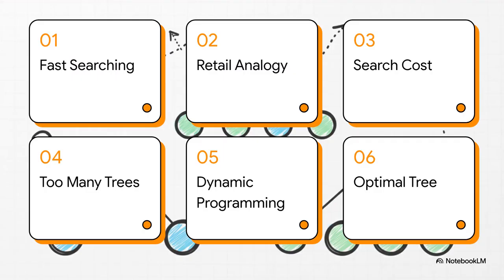Here's how we're going to break it down today. We'll start with the secret to fast searching, move on to a retail store analogy, calculate the search cost, tackle the too many trees problem, see how dynamic programming comes to the rescue, and finally build that optimal tree.